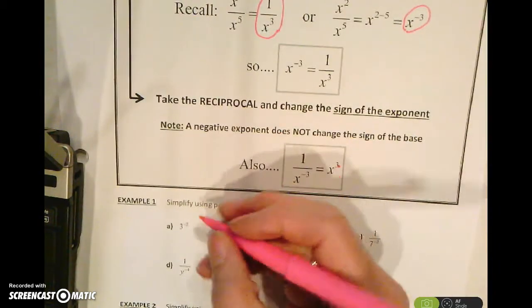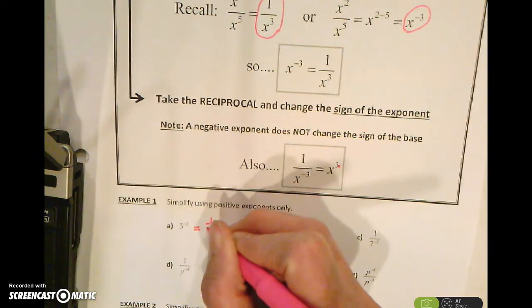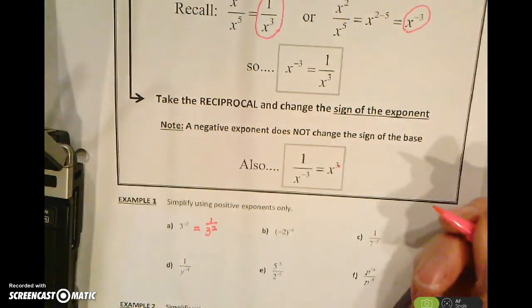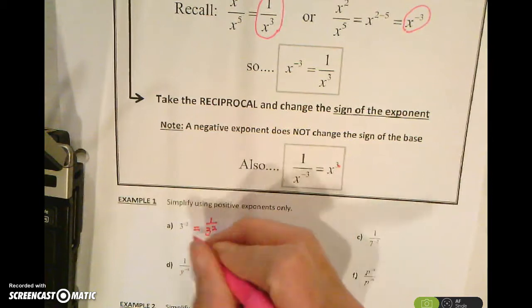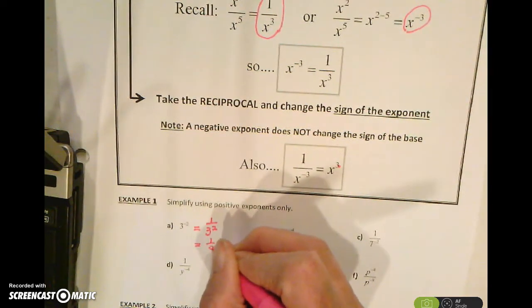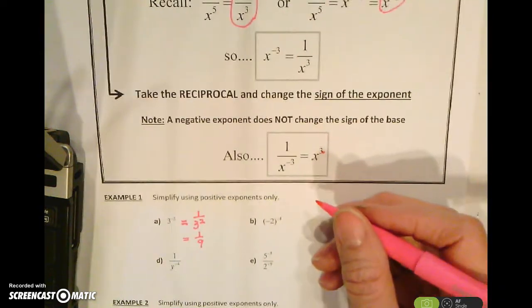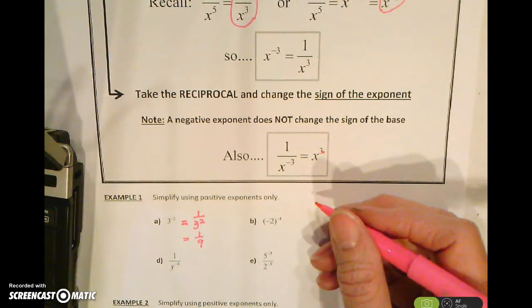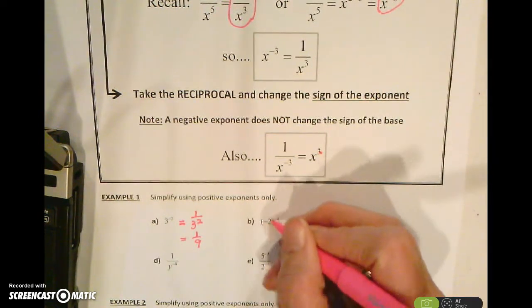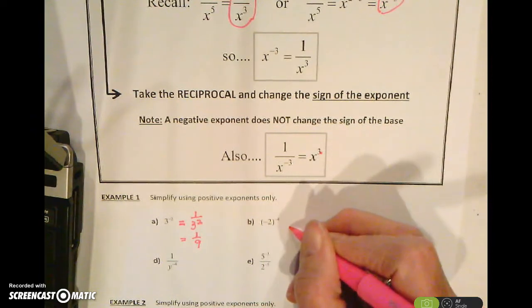So example 1, we have 3 to the negative 2. The reciprocal is going to be 1 over 3 to the positive 2. So I change the sign on the exponent, and then I simplify that to 1/9. So 3 to the negative 2 is equal to 1/9.